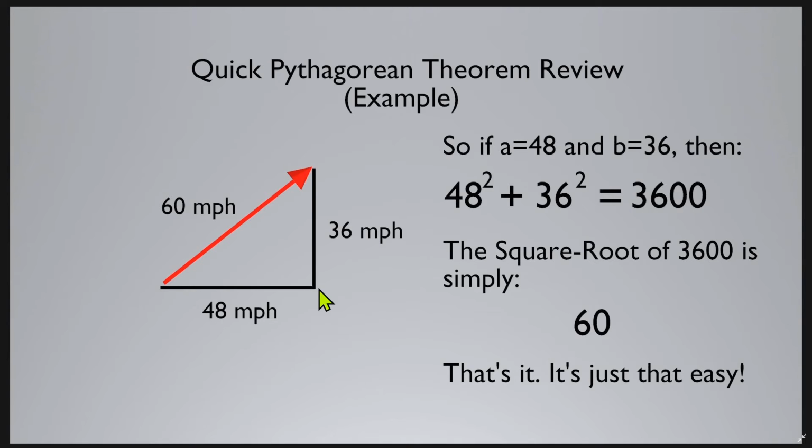So remembering that A squared plus B squared equals C squared, we can see that 48 squared plus 36 squared, our two sides, equal 3,600. If we just simply take the square root of that 3,600, we get 60, and that's our 60 miles an hour. And that is all there is to it. That's the Pythagorean theorem. So let's get back to our regular business here.